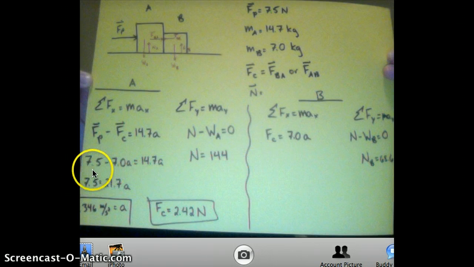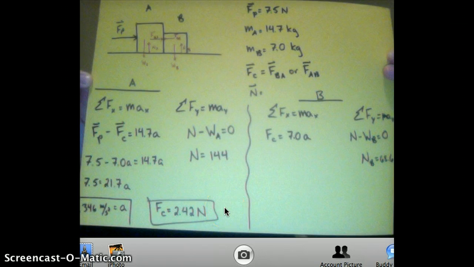The force of the push was given as 7.5 minus, instead of F sub c we can plug in 7A equals 14.7A. Combine like terms, divide both sides by 21.7, and you end up with 0.346 meters per second squared, which is the acceleration of the system. Take that and plug in to F sub c equals 7 times A, and we get 2.42 newtons.